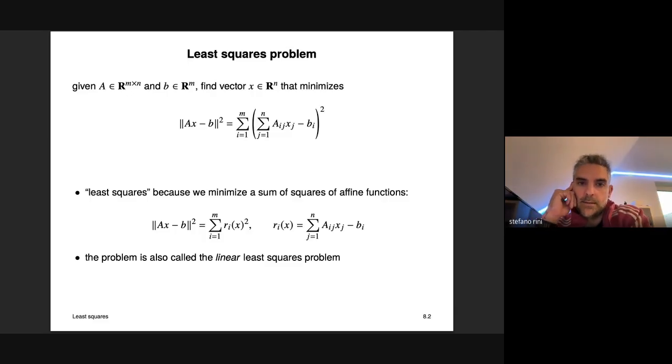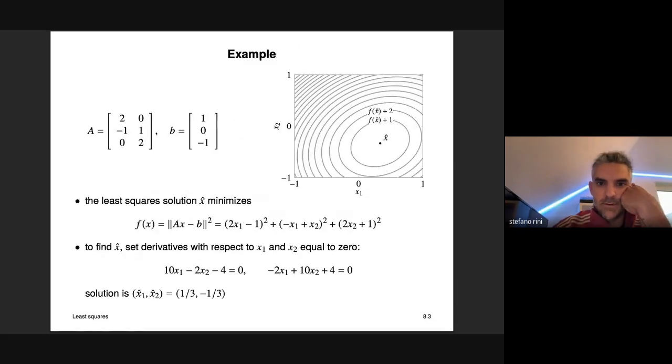We said that the solution of this depends on the rank of the matrix A, whether A is wide or skinny. I always say fat, which is not a good word. Depending on these different factors, we can have one solution, no solution, or an infinite amount of solutions. This is something that we discussed already.